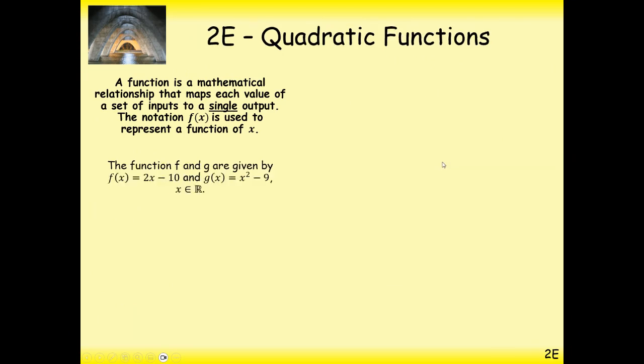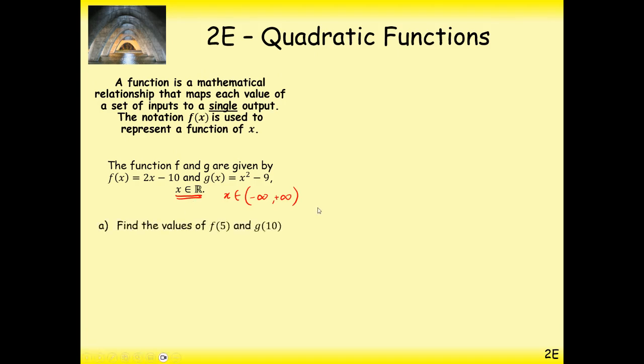In these next two functions, f of x is 2x minus 10 and g of x is x squared minus 9. This notation here means that x can take any real value. That means x can go from minus infinity to positive infinity, and it includes 0 as well. The capital R here means real values.